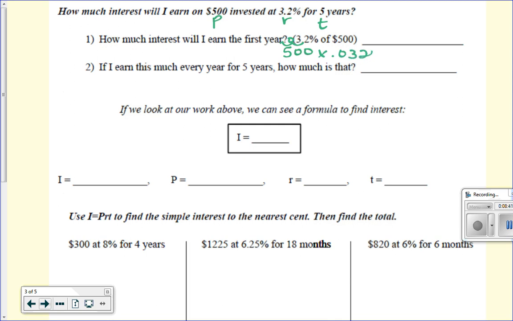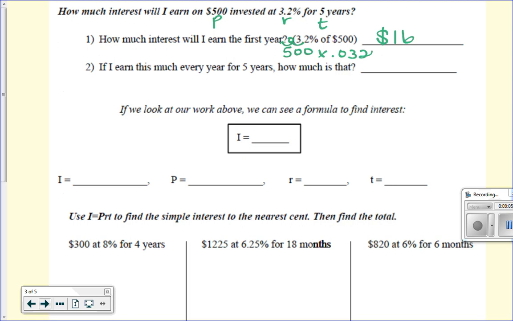So how much interest will you earn the first year? If it's $500 that you're investing at 3.2%, what do you get? You got it. So that first year, you're going to earn $16. That $16, since you earned it, now goes into the account. So now you have $516, right?